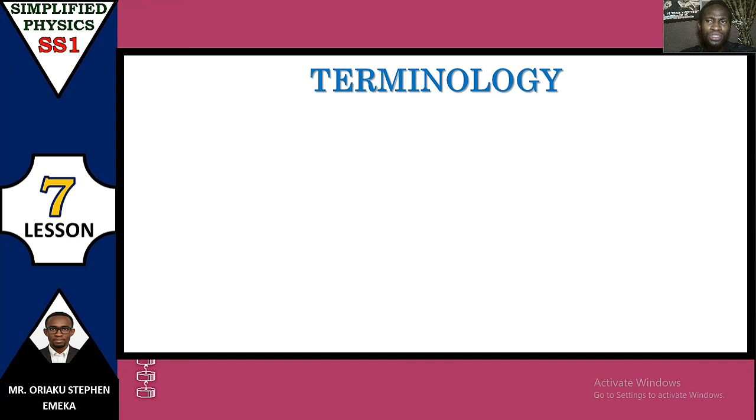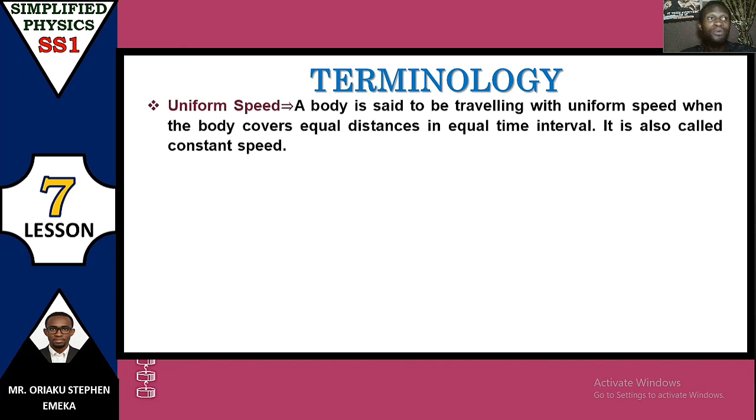Now let's go to terminologies used. So the first terminology is uniform speed. When do we say we have a uniform speed? A body is said to be traveling with uniform speed when that body covers equal distance in equal time interval. So we can also say this is constant speed. So for example, a body is covering 3 kilometers every 1 second. So that body is said to be moving with uniform speed because the speed was not changing, and it means that the distance it was covering and the time is still the same.